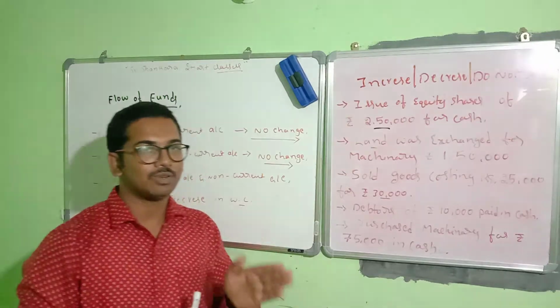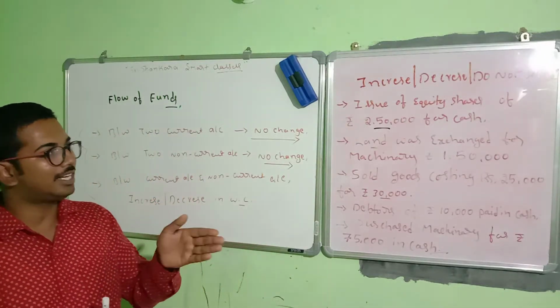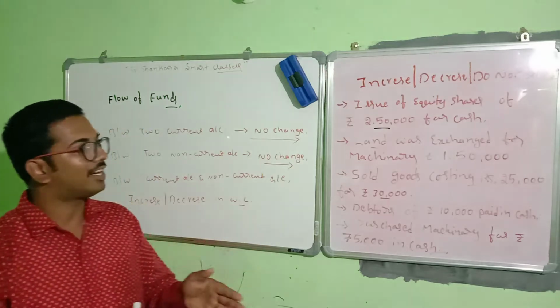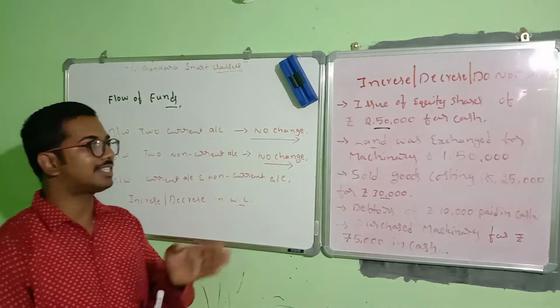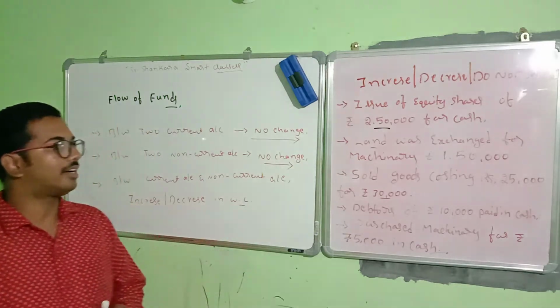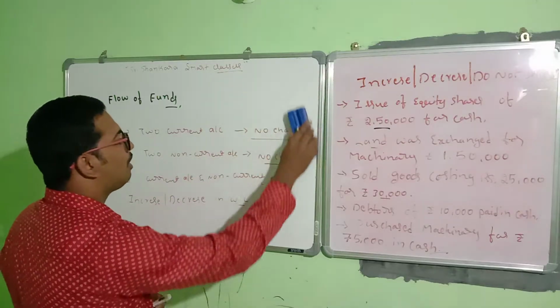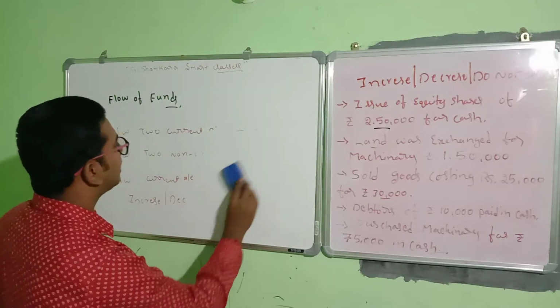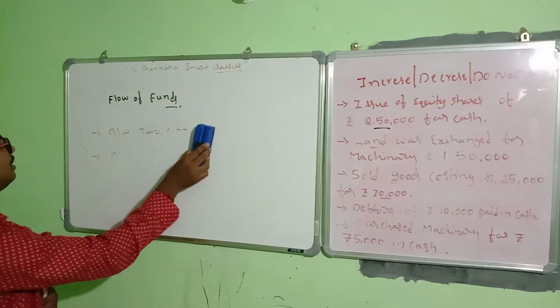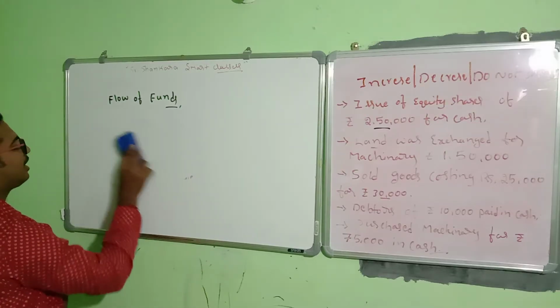That's what I told you already. The balance sheet items are only categorized this way. Any account we can classify as a current account or non-current account in nature. So how do we solve the transactions with the help of these three types? We should remember these three types for all transactions.